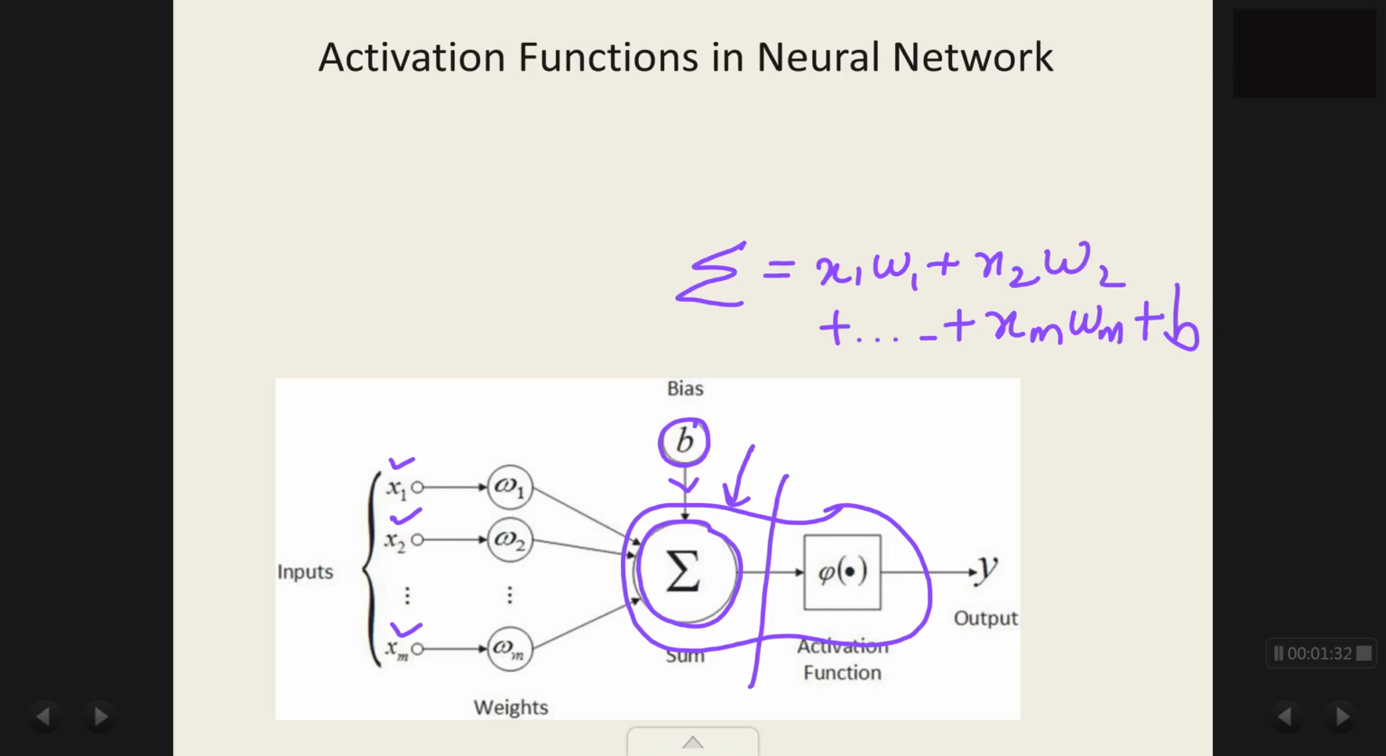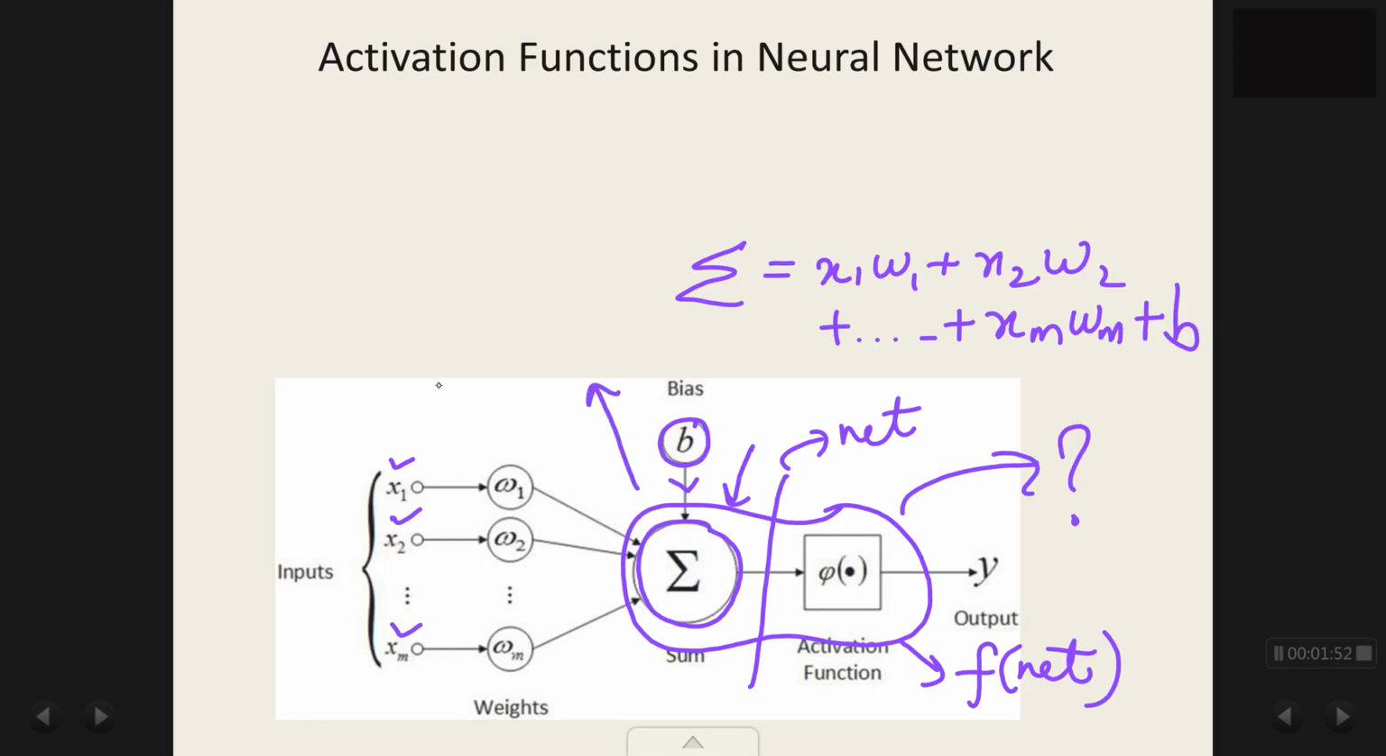After that, what we calculate is called net. As I have already told you, this net is given to an activation function, and this activation function is denoted as f of net. So what is this activation function? This particular summation function, or summing function, is very easy to understand: it will take the inputs, multiply by the weights of the inputs, and then add. But what will this activation function do? That we are going to see in this presentation.